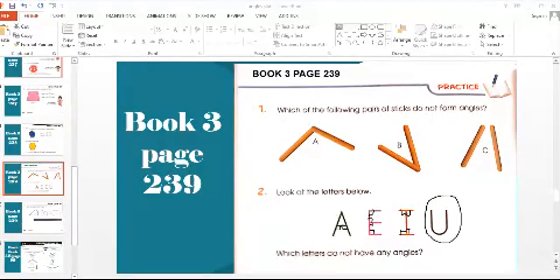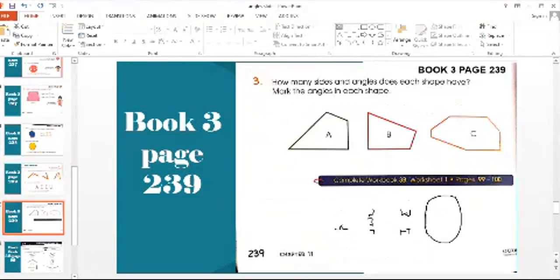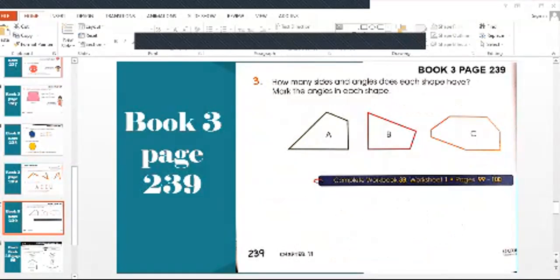Last part of the day, let's move on, and then our work of the day will be finished because this is the easiest task. I hope my boys can easily do it. How many sides and angles does each shape have? Mark the angles in each shape. I think you can all do this by yourself. I will solve only one for you, and the rest you can do as homework.